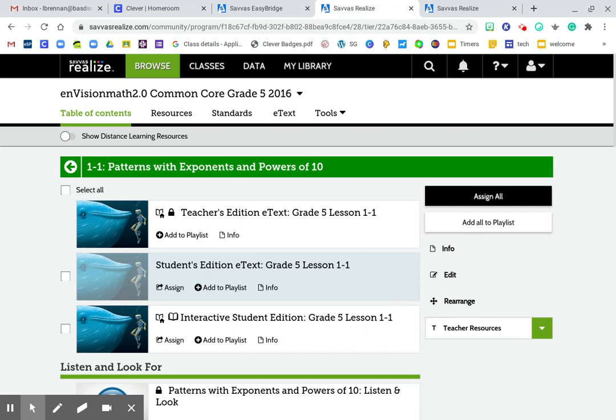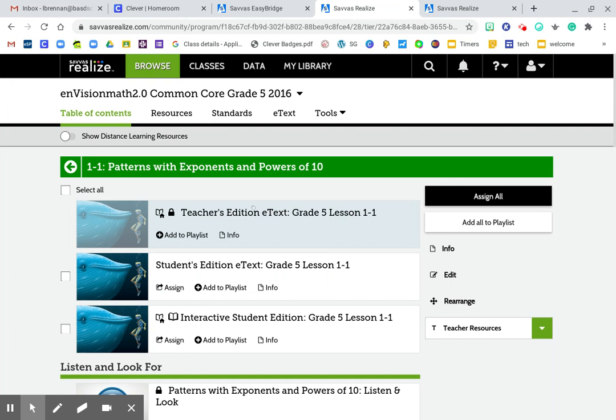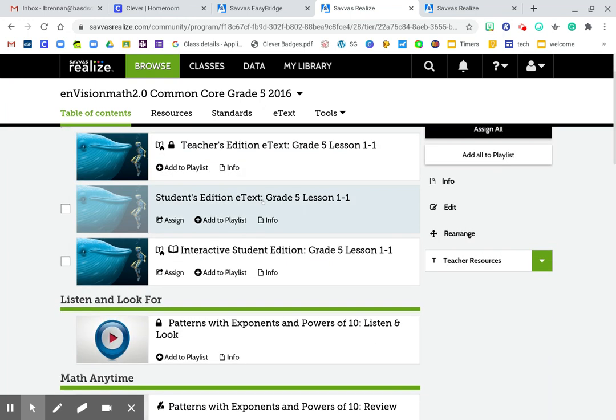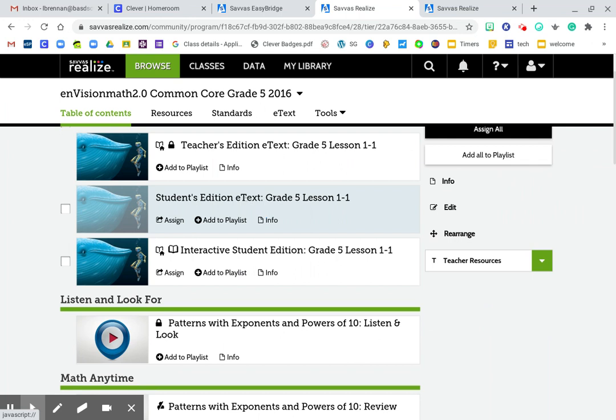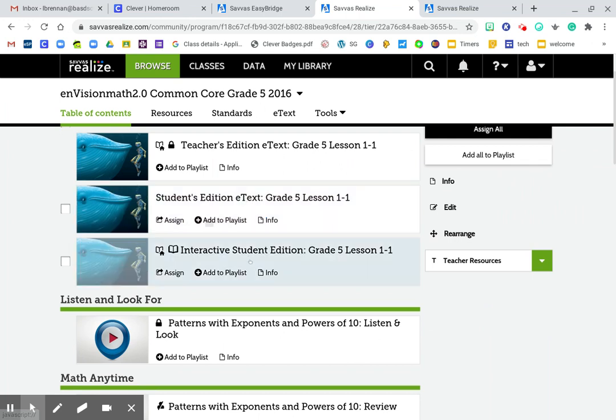All right, when you open up your Savvas Realize for topic one, you have the choice of going into the student e-text or the interactive student edition. The student e-text is just a copy of your book. The student interactive edition is where you can actually use the computer as a book. You can choose either way to do it.